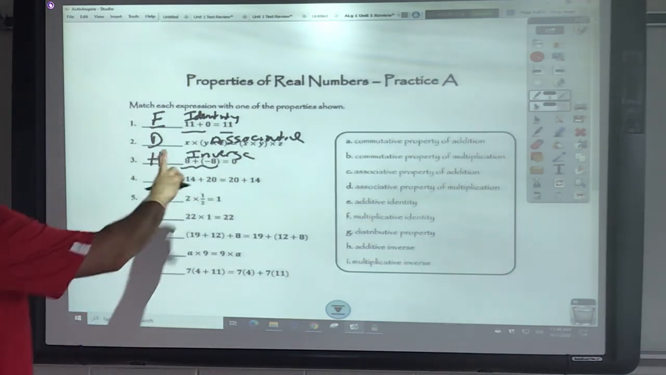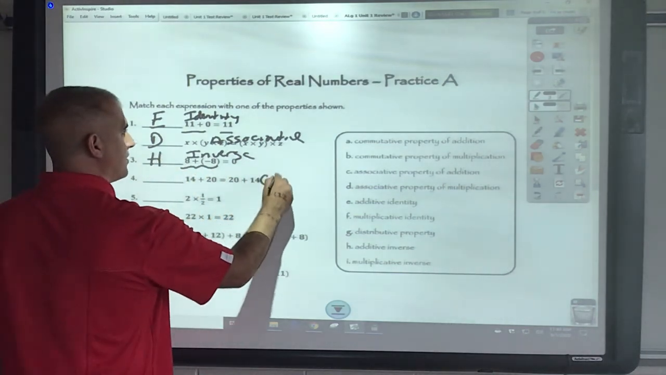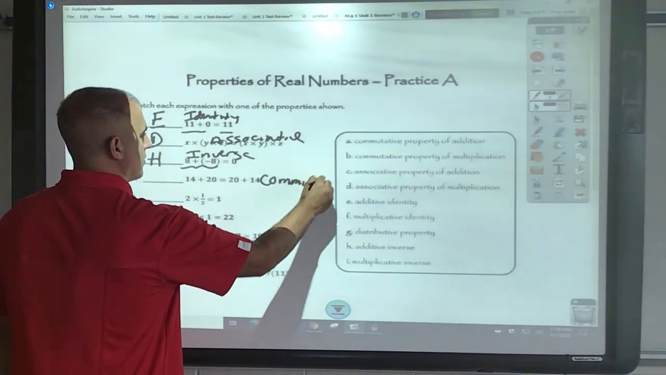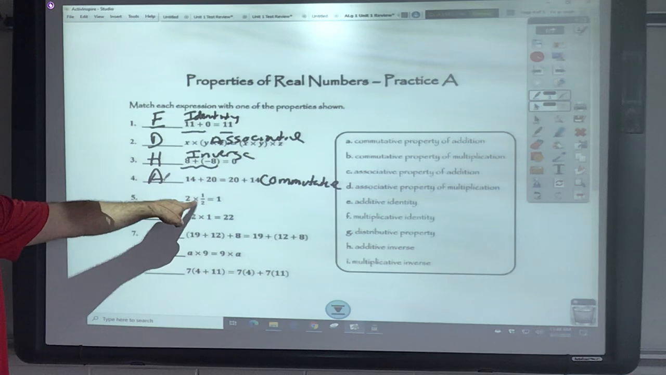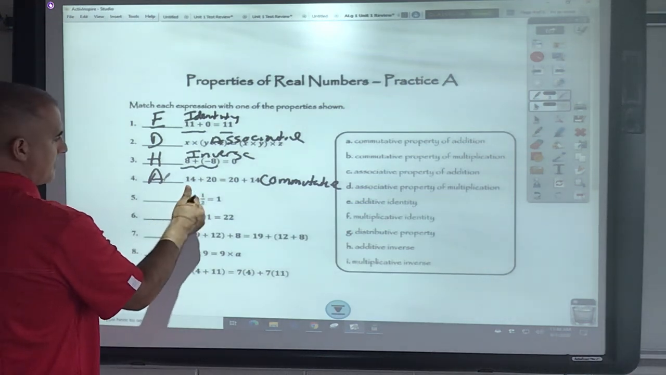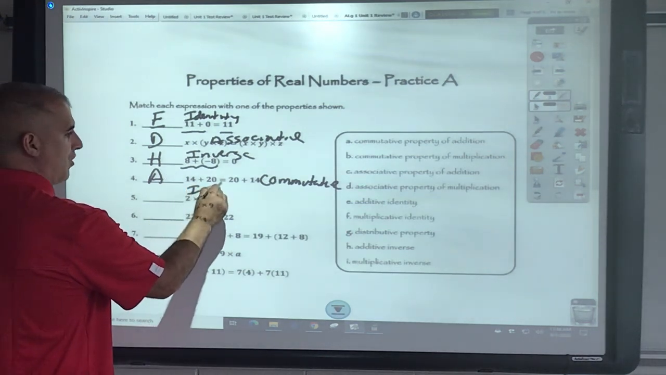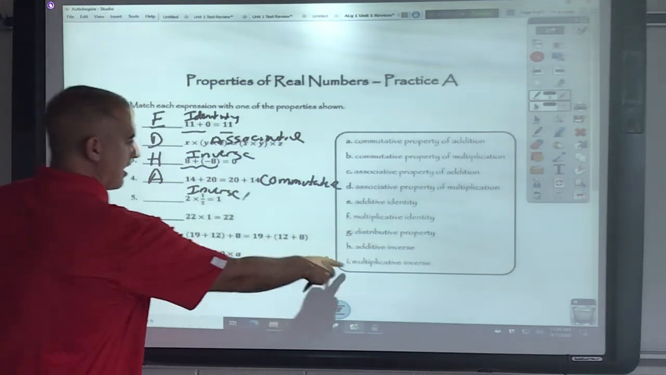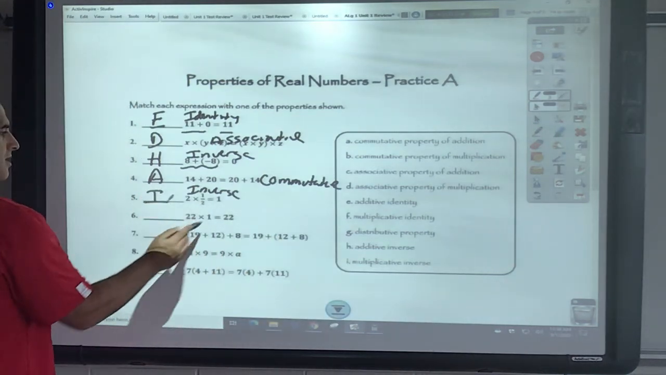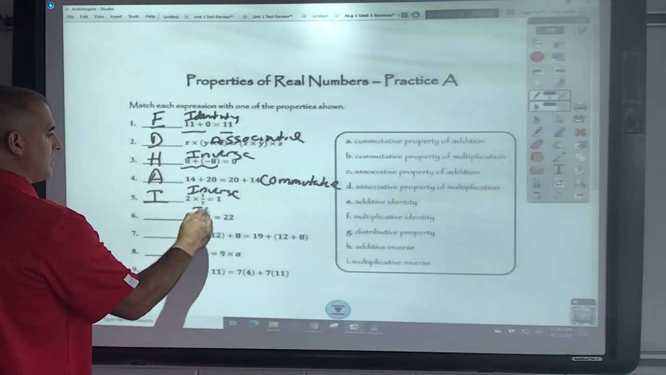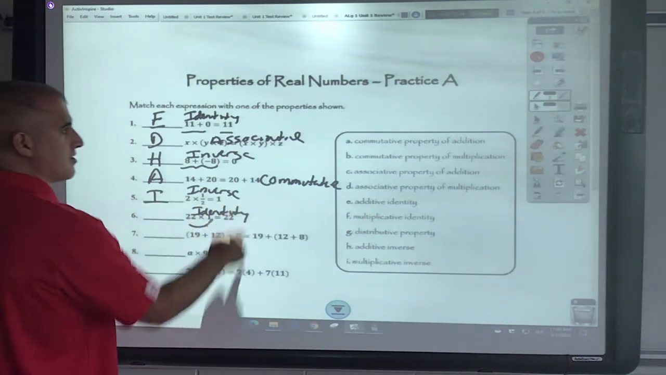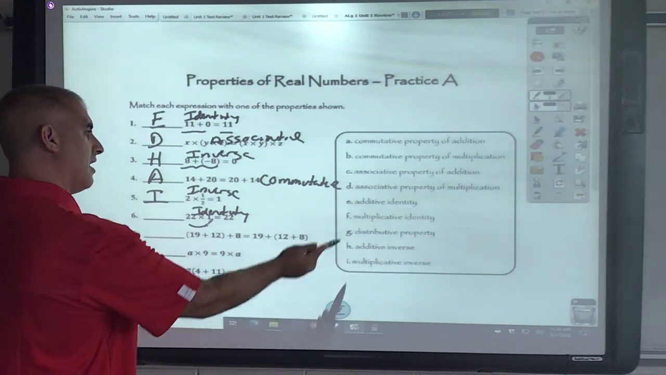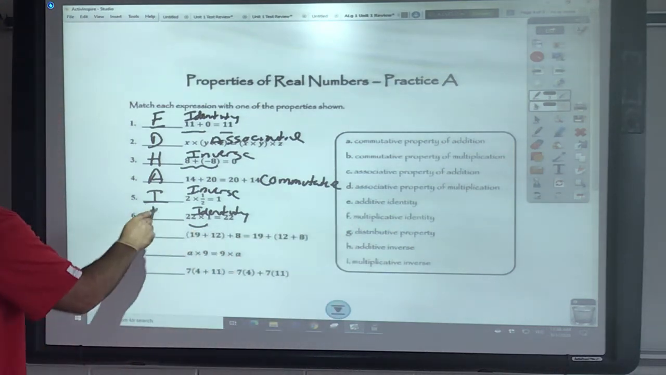This, if you look at these are just flipping around. So this is commutative, okay, which would be letter A. This also, when they're being multiplied, these are opposites. So this is going to be the multiplicative inverse, okay, because those are opposites. This is also an identity, as you can see. This is itself, okay, when it multiplies, so that's the multiplicative identity, which would be F.